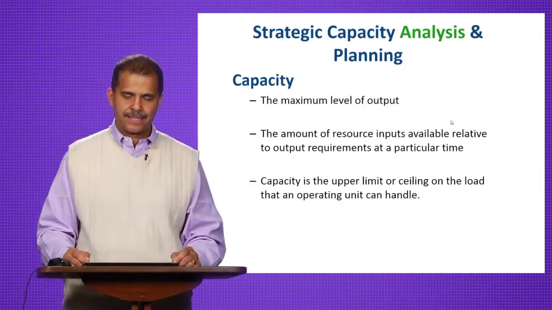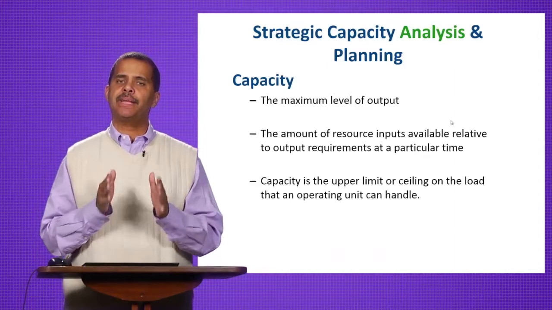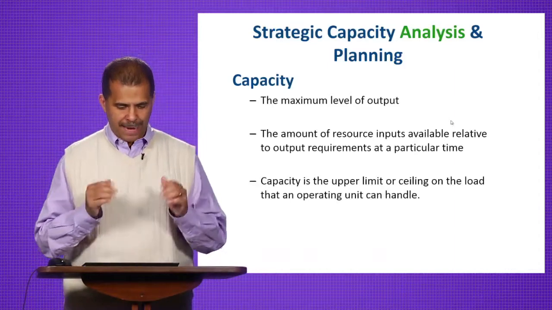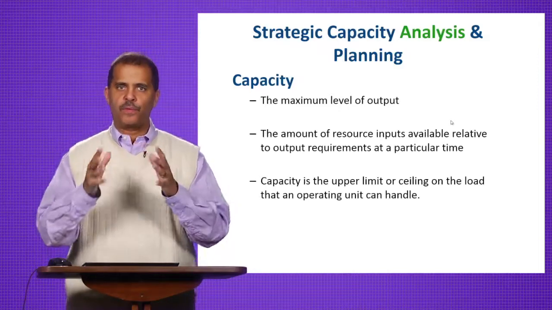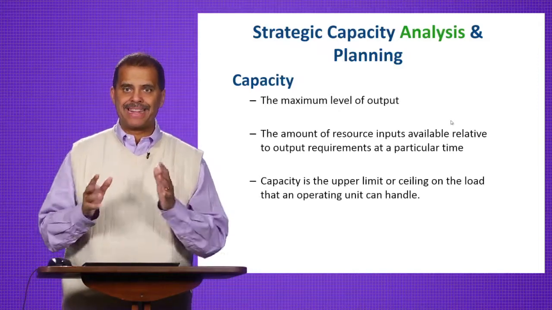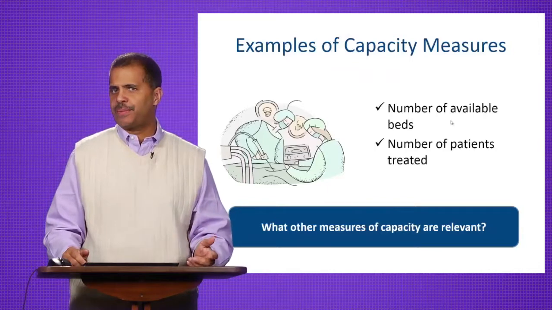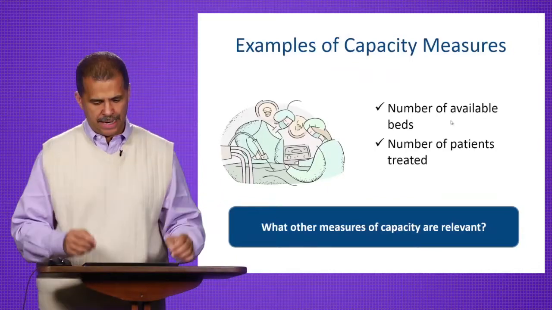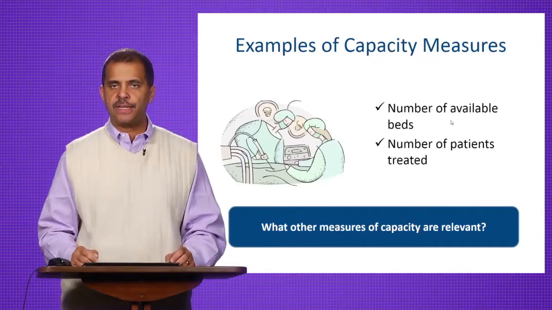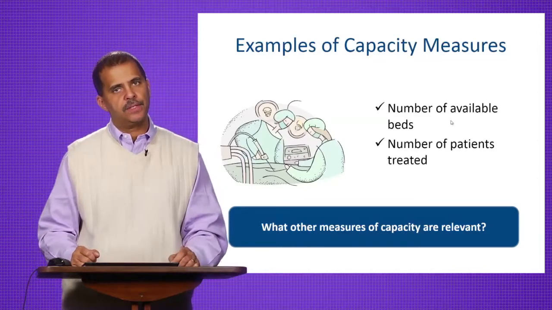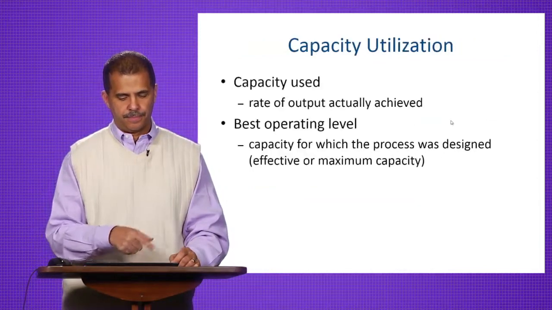So what is capacity? It's really the maximum level of output. So it's really balancing demand with the resources that are available to meet that demand. So what are some examples of capacity measures in healthcare? Number of available beds, number of patients treated. Can you think of any others in your particular setting?